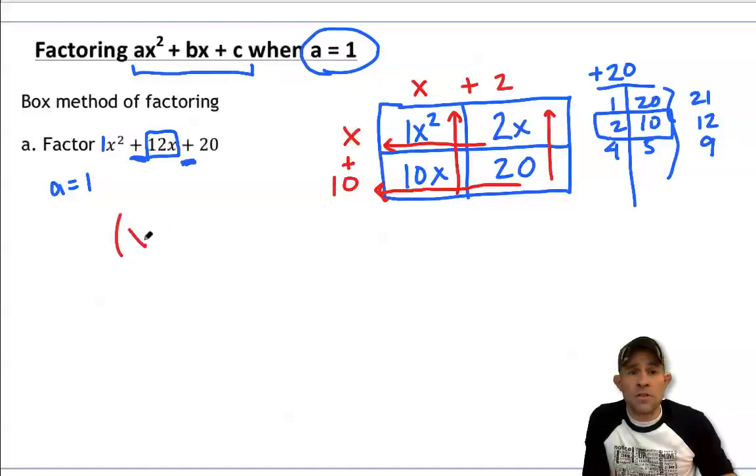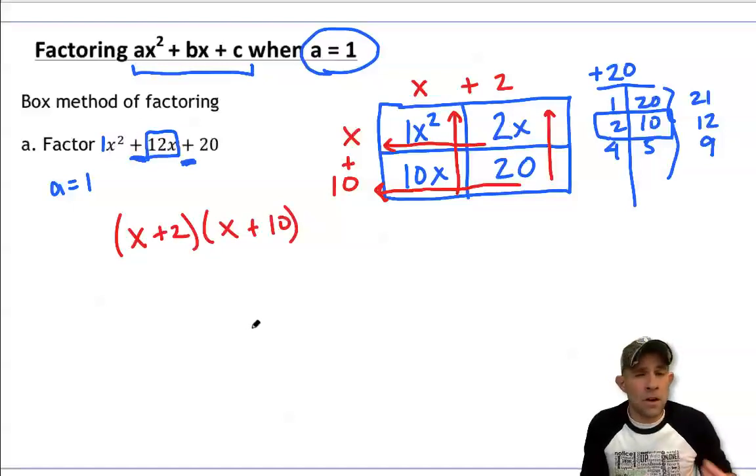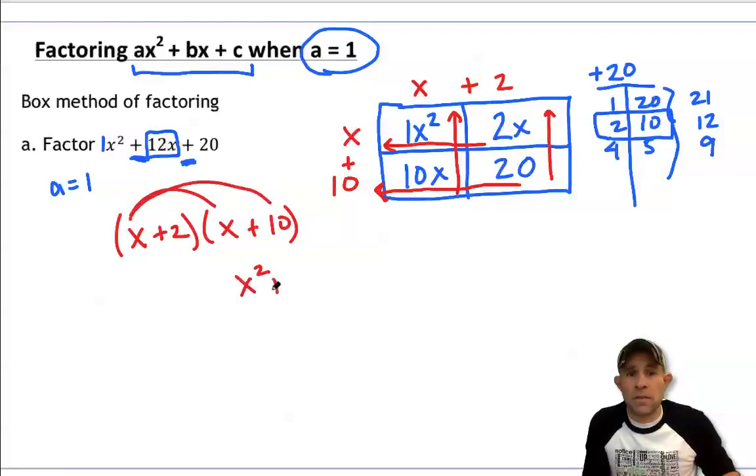And these are the two linear factors that we'd multiply together to get this polynomial x squared plus 12x plus 20. Now, it's always good practice to check our work. So here's our two linear factors. Let's redistribute. X times x gives me x squared. X times 10 gives me 10x. 2 times x is 2x. And finally, 2 times 10 is 20.